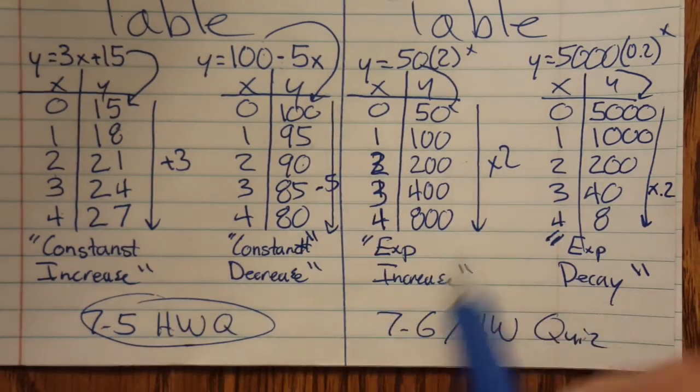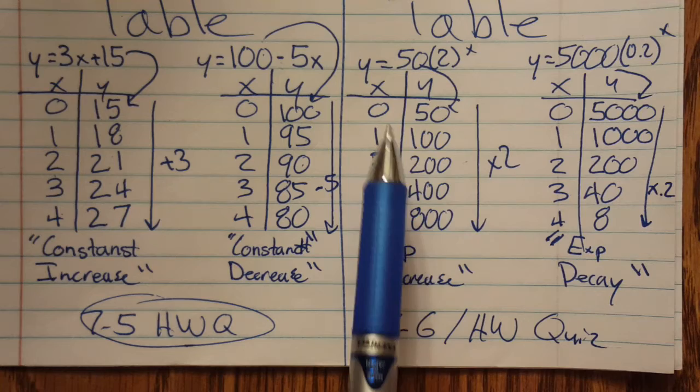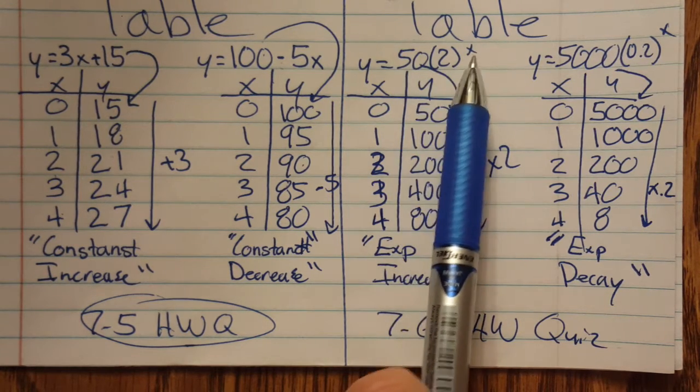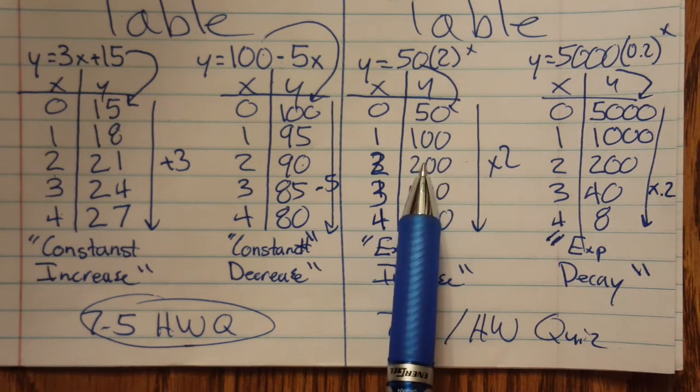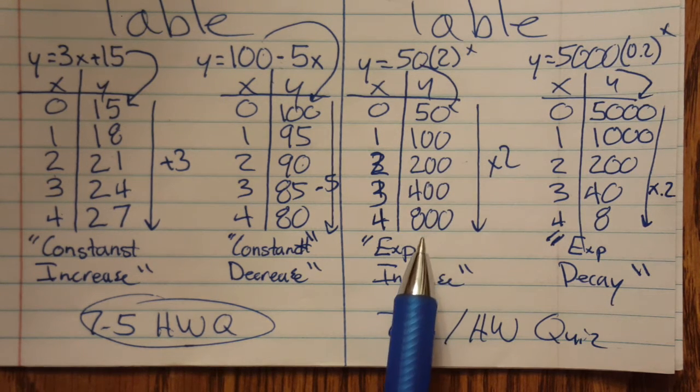By the way, this right here is something you probably want to look at a lot when you do the homework quiz. Okay, here we go. 50 times 2 to the x power. You start at 50, then you double, and then you double, and then you double, and you double. As you can see, it grows really, really quick. That's why the line curves so fast. This is called exponential increase.